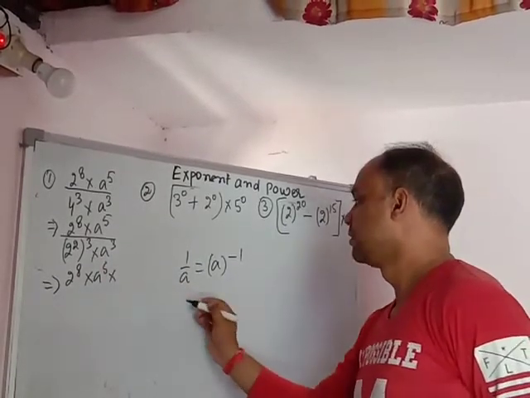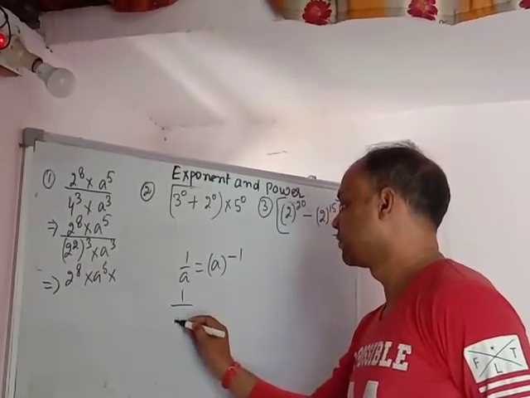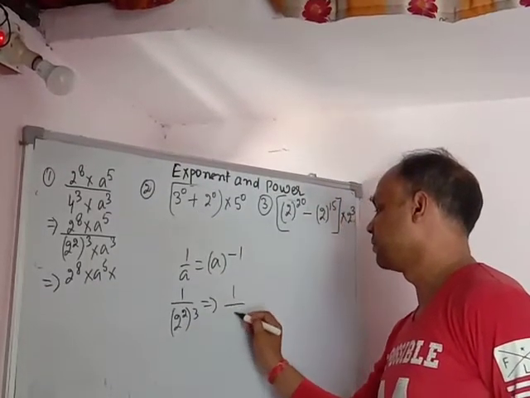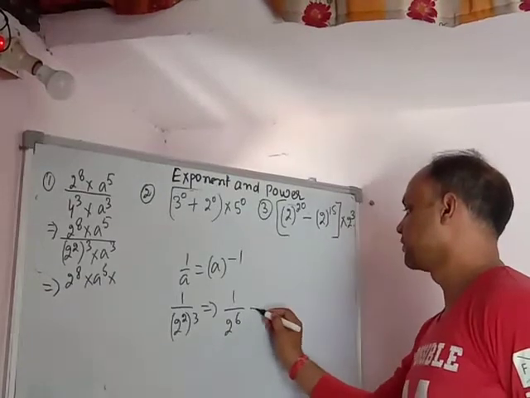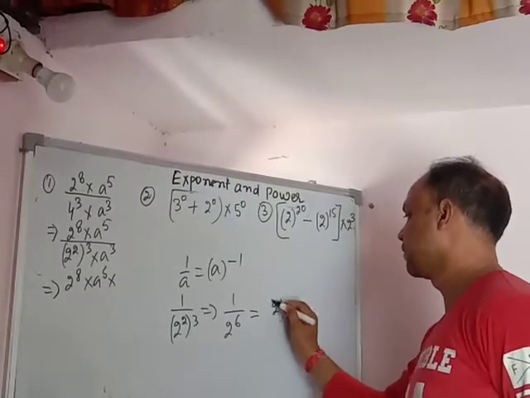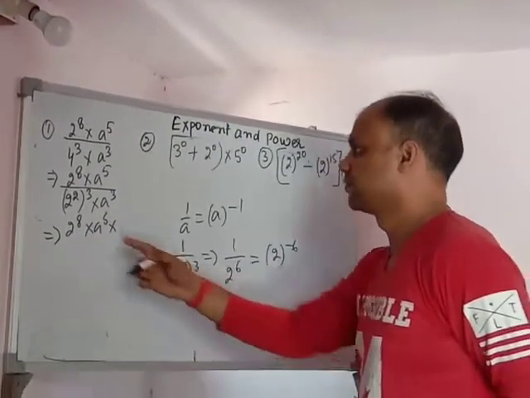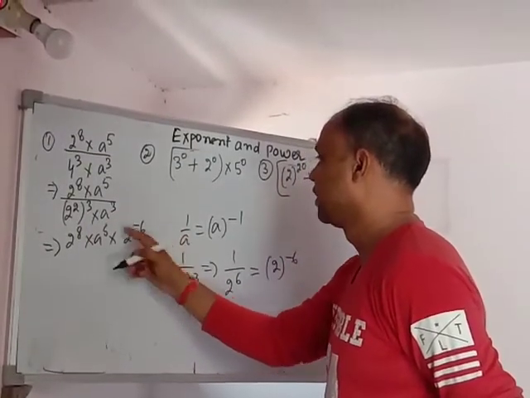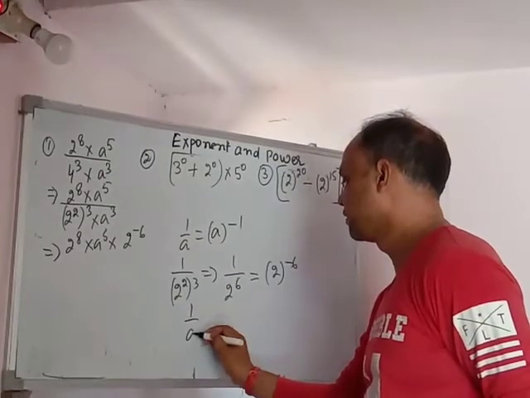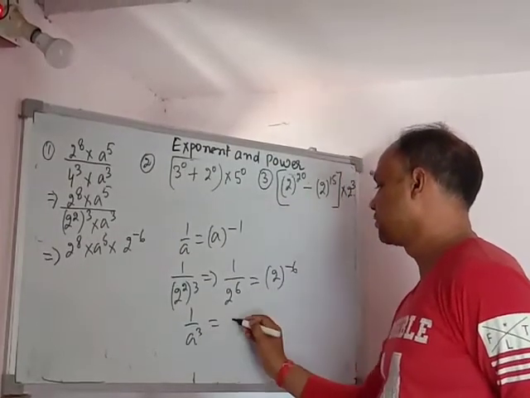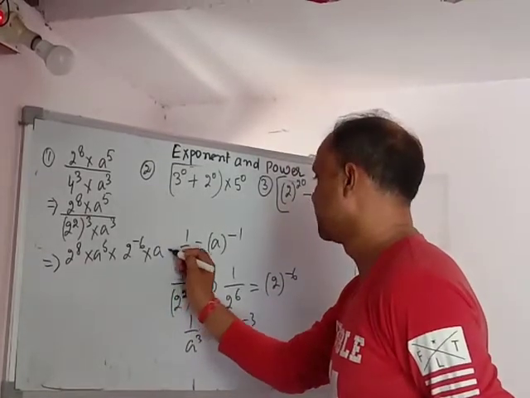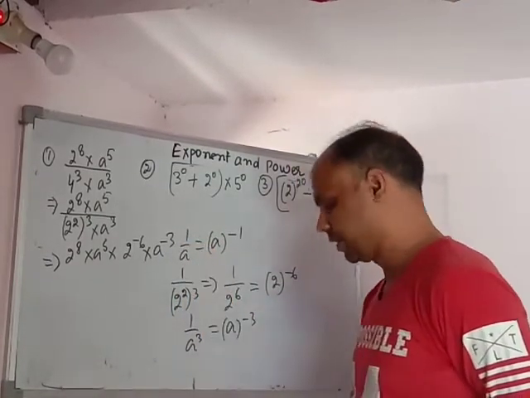Now this can be written as 1 upon 2 raised to the power 2 whole raised to the power 3. This can be written as 1 upon 2 raised to the power 6, which is 2 raised to the power minus 6. So in the next step I can write 2 raised to the power minus 6, and 1 upon a raised to the power 3 will be equal to a raised to the power minus 3. So in the next step I can write a raised to the power minus 3 here.